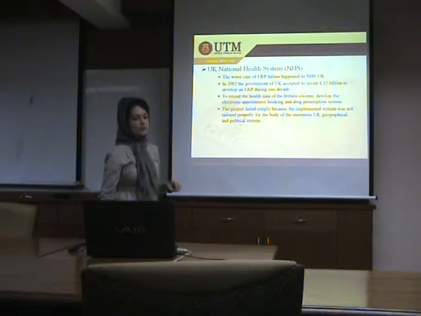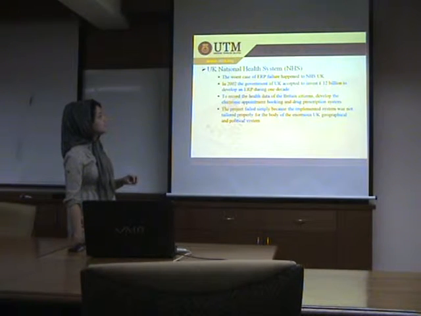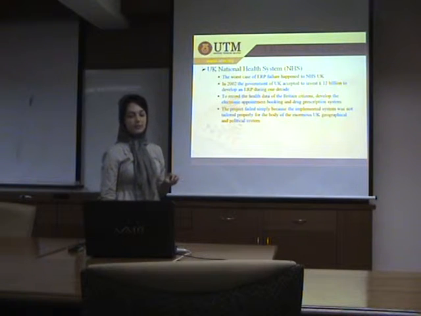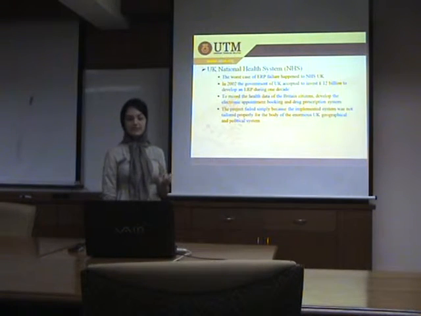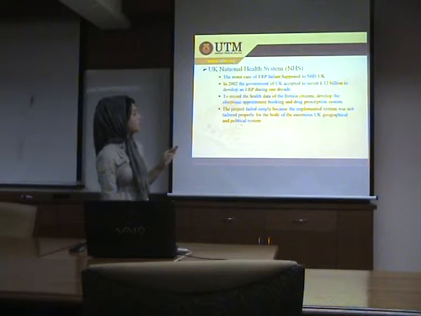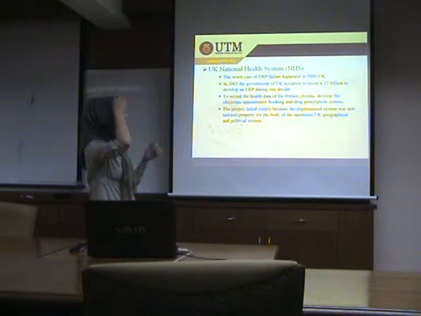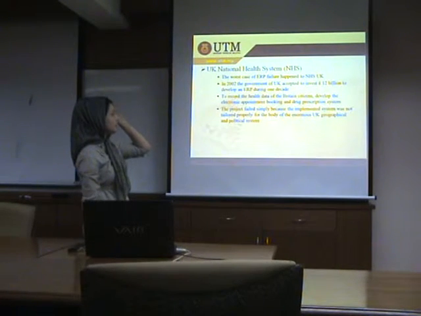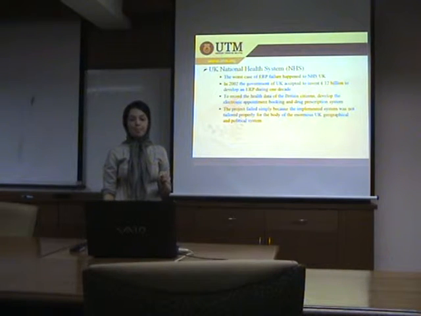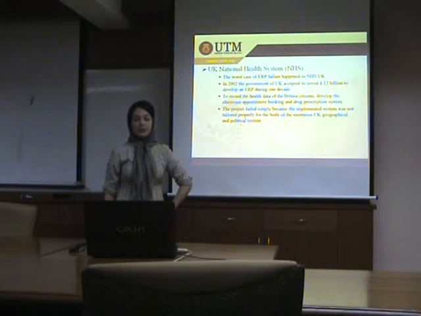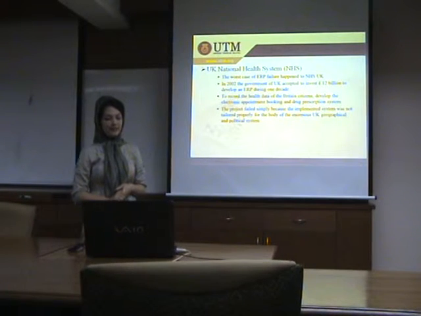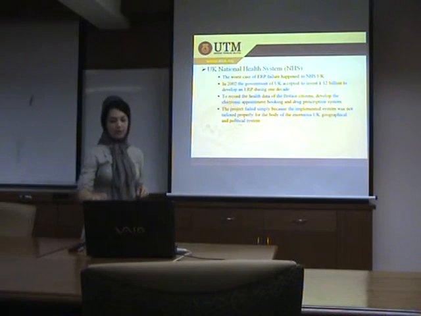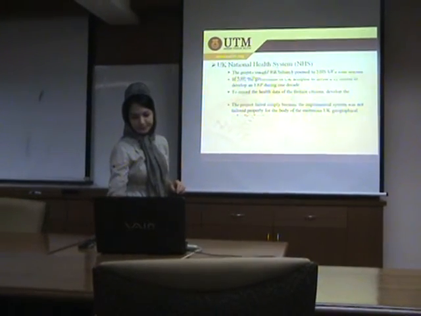The second one is the UK National Health System. This is one of the worst cases of ERP failure that happened in the UK. In 2002, the government of the UK agreed to invest £12 billion to develop an ERP over 1 decade. They wanted to use the ERP to record the health data of British citizens and develop electronic appointment and drug prescription systems. But unfortunately, the project failed because the implemented system was not tailored properly for the enormous UK geographical and political system.